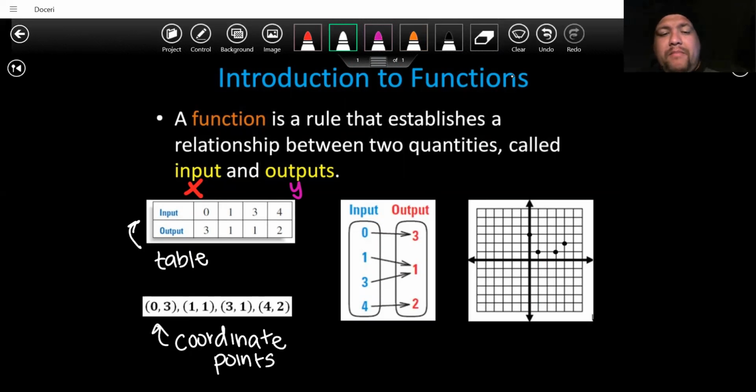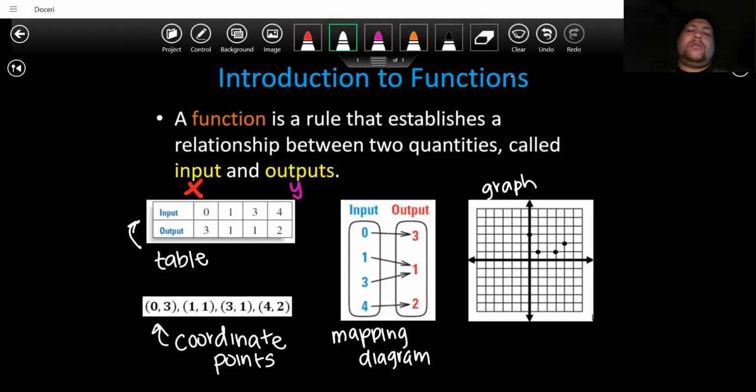Then we have a mapping diagram. And the last one you see is a graph. We're going to get to what a function is and how to apply those, but basically you want to be able to say that you have an input. When you plug it into the equation, you have an output. So we're establishing a relationship between the two. Okay. So those are the 4 different ways you can see it.